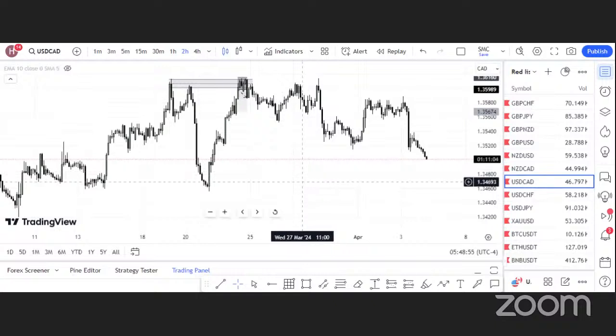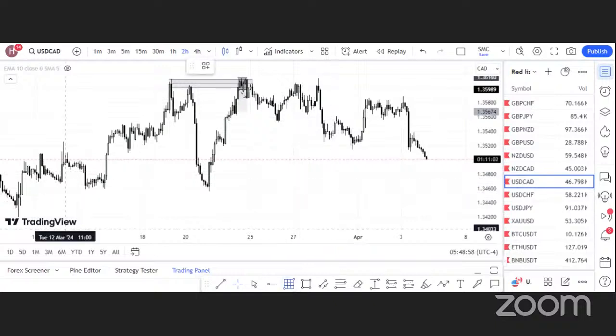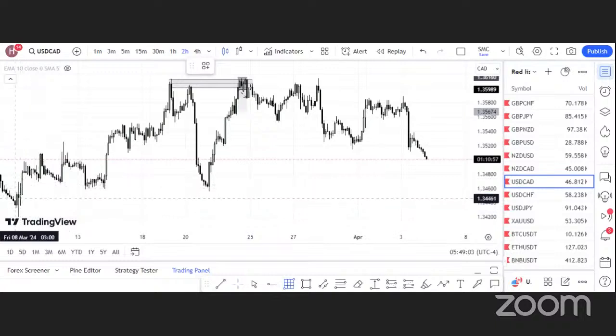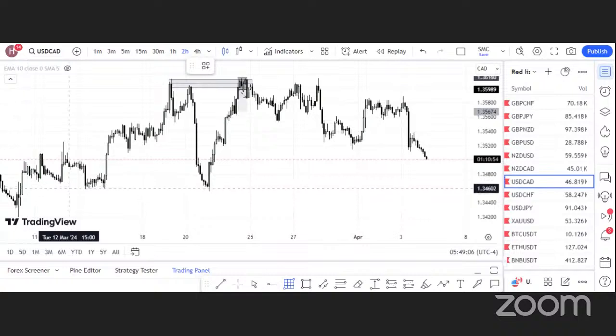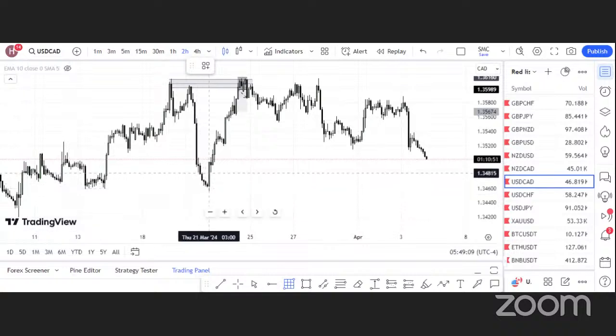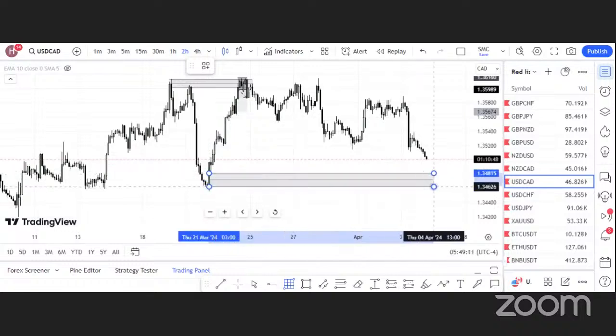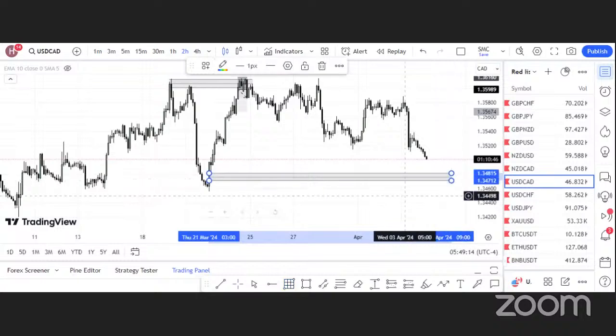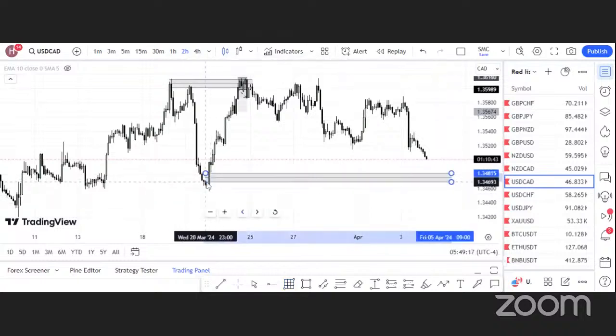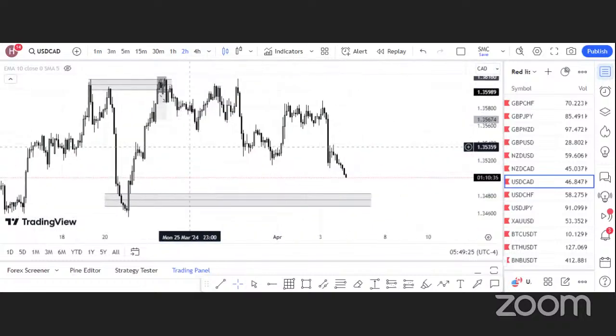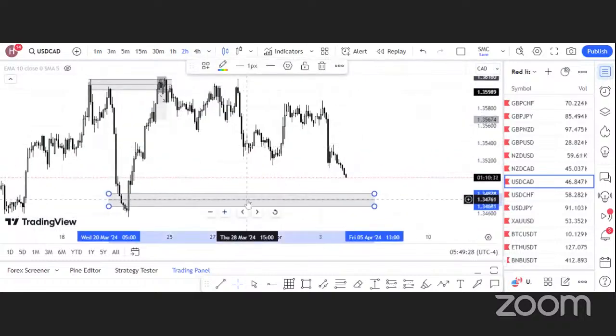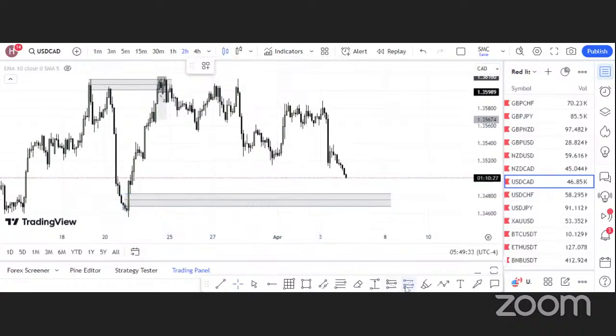Okay, and we are currently on USD CAD. So let's see what's going on with the USD CAD pair. So from here to here, we have another block, and we have a fair value gap above it. Okay. So this is going to be a good entry point.